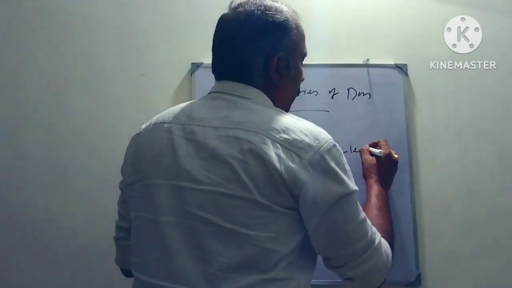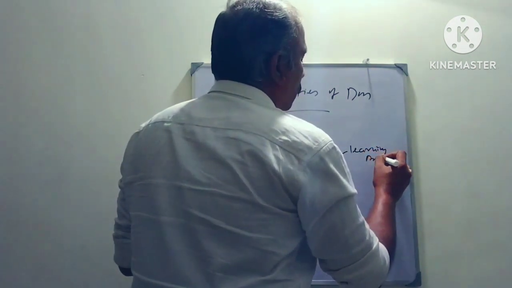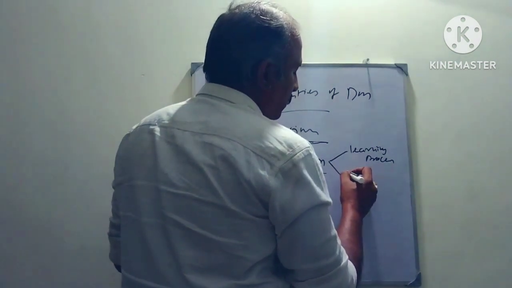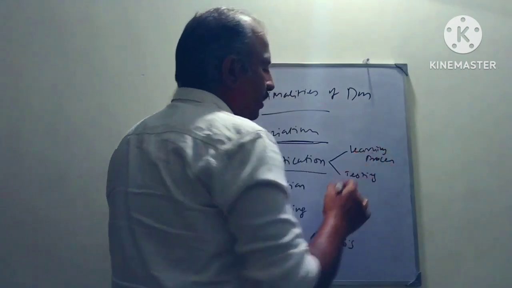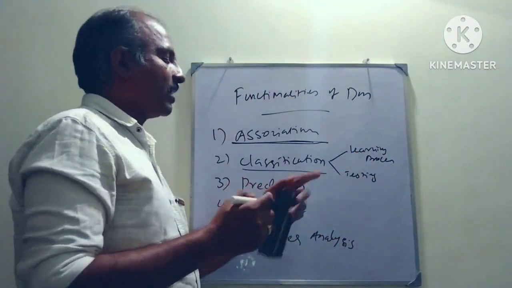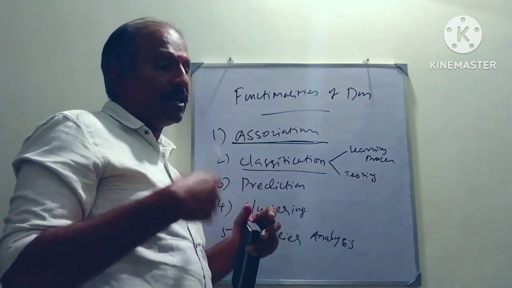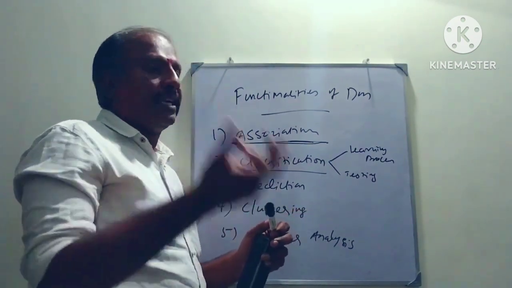One is the learning process, and number two is testing. So learning or training, then the second is testing. Two kinds of process are there. In the learning process, you learn how to classify the data. In the testing process, you test the data.